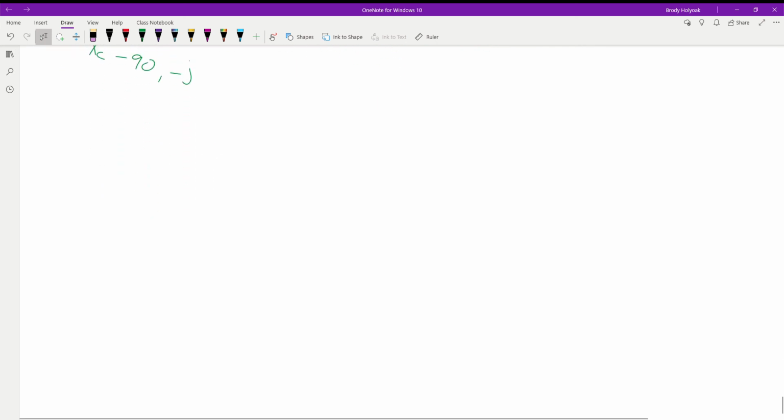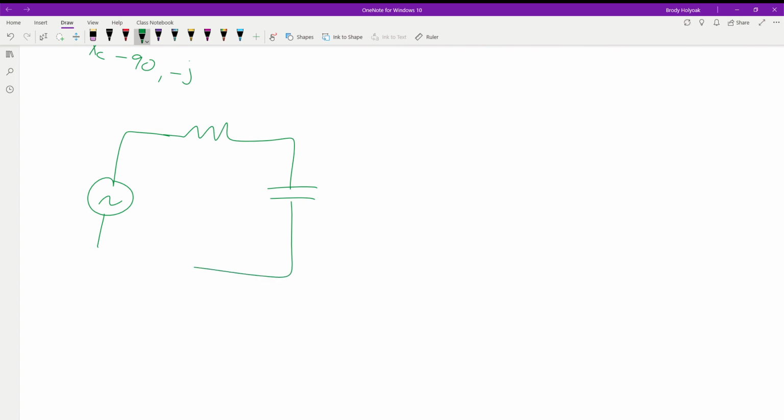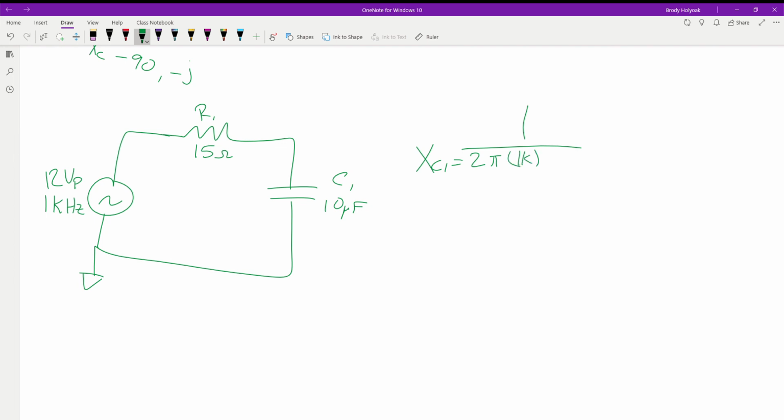So very basic circuit to start with. It will be a resistor and a capacitor. We have 12 volts peak. We've got 1 kilohertz. R1 is 15 ohms. Capacitor 1 is 10 microfarads. Because we need to find total impedance on this guy. Okay? So like you're saying, we need to solve for our XC1, using the same formula, 1 over 2 pi times our frequency, which is 1K, and the capacitance is 10 micro.